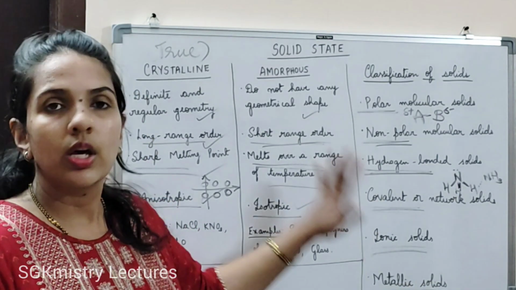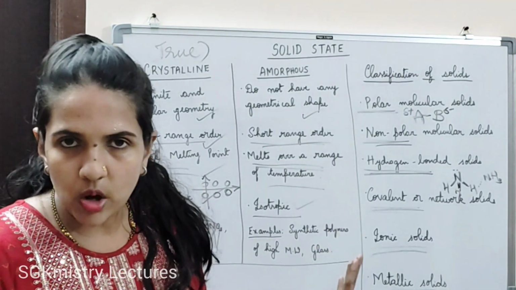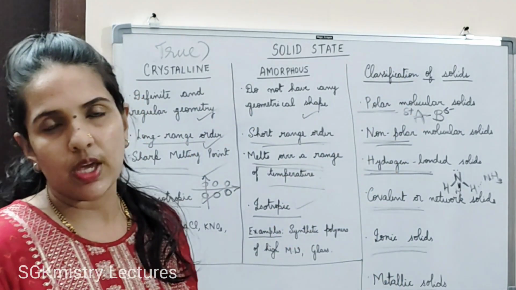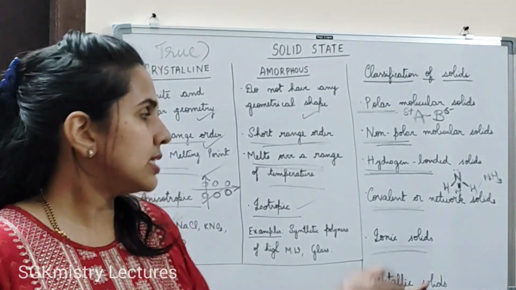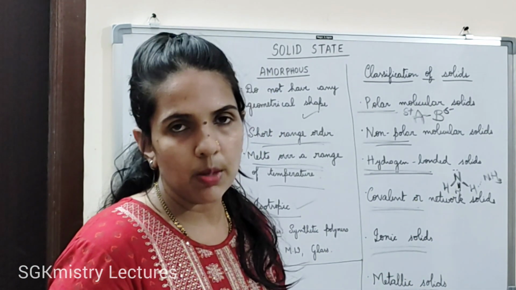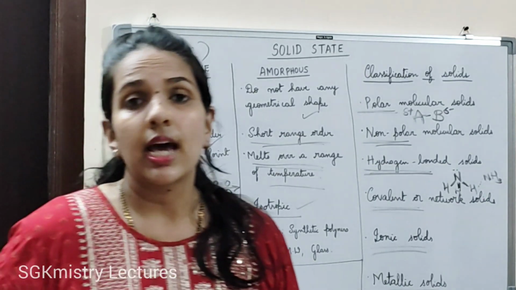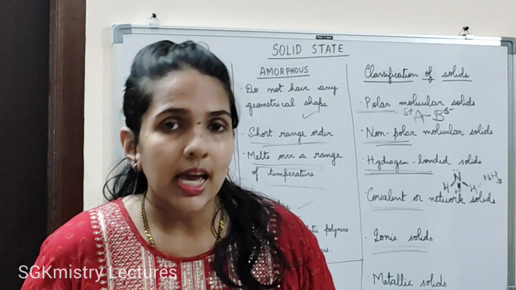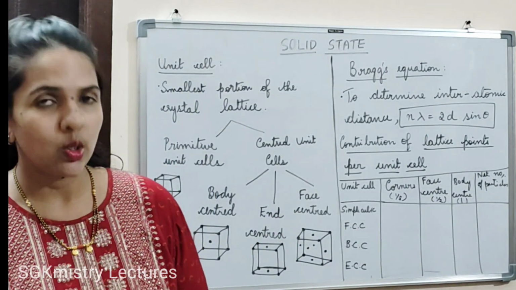So this is about the two important classifications of solids, that is crystalline and amorphous solids, and also the main classification of solids into molecular solids, which has three different categories: covalent solids, ionic solids and metallic solids. Next I will be explaining what is meant by the crystal lattice and the different types of unit cells. So coming on to the next topic, what is meant by unit cell.